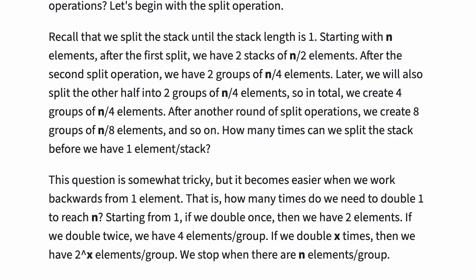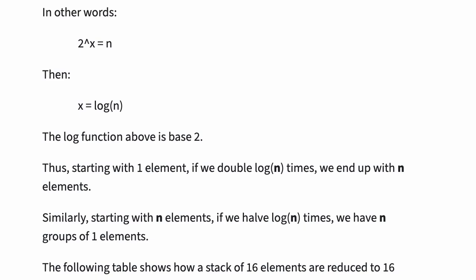We stop when there are n elements per group. In other words, we stop when 2 to the x equals n. Then x is equal to log of n. The log function above is base 2. Thus, starting with 1 element, if we double log n times, we end up with n elements. Similarly, starting with n elements, if we halve log of n times, we have n groups of 1 element.